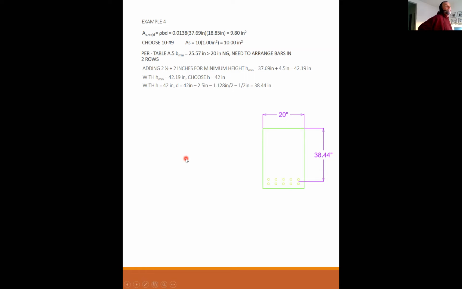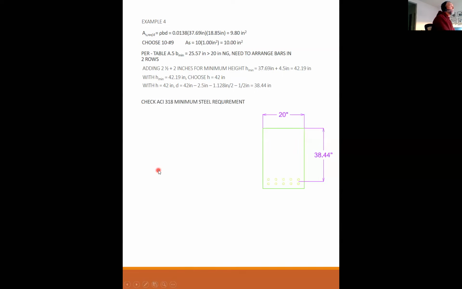There is no need to round up or down 38.44. That's what they're going to build. I rounded up the overall height of the beam and the overall width of the beam to something that can be formed, but the d is what it is. So you don't need to mess with this number. That's your number, 38.44.